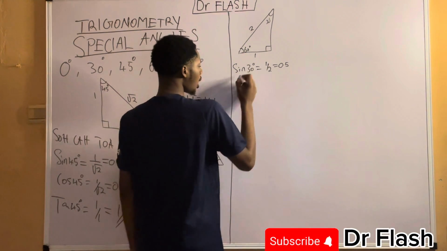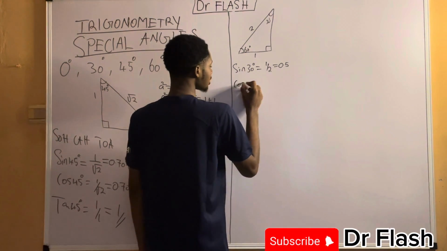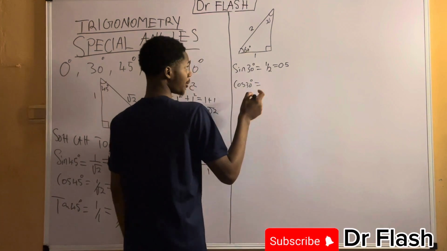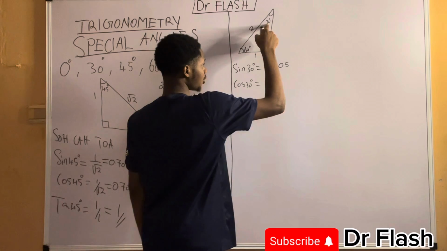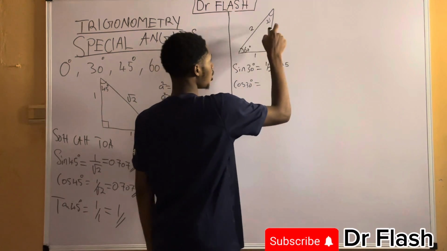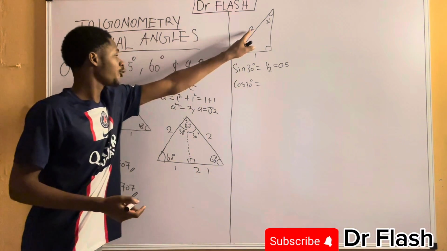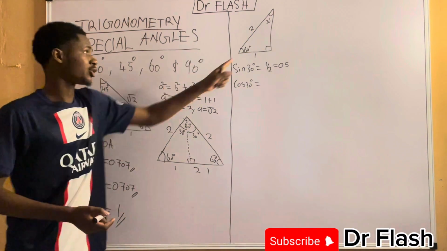Okay? Now, how about cos 30? Cos 30 degrees becomes adjacent over hypotenuse. Now, this 30 degrees. Okay? Here is 1, here is 2. Oh, we did not find this part. Now, what will be the value of that part? We're also going to make use of what now? The Pythagoras theorem to find this last part.